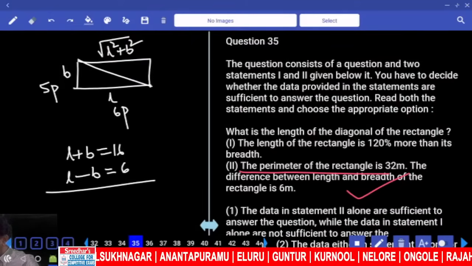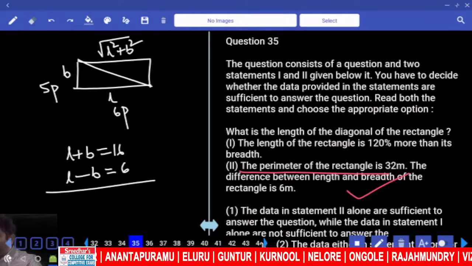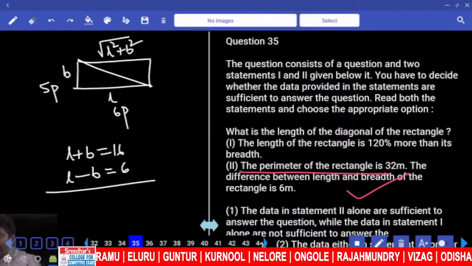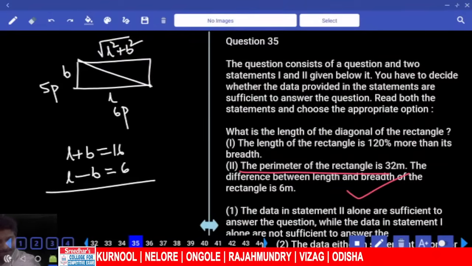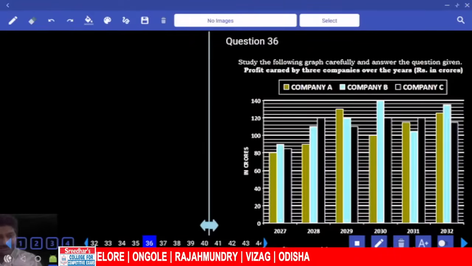Ratio is also not required, because we know L plus B and then L minus B. Directly we will get to know what is L, what is breadth. So directly we can calculate the diagonal. Next.